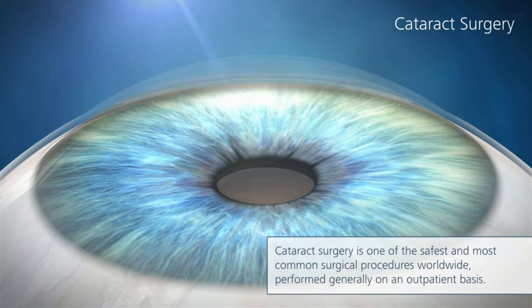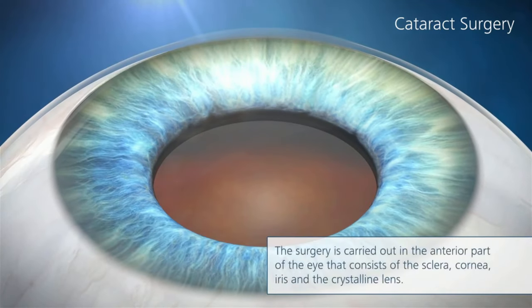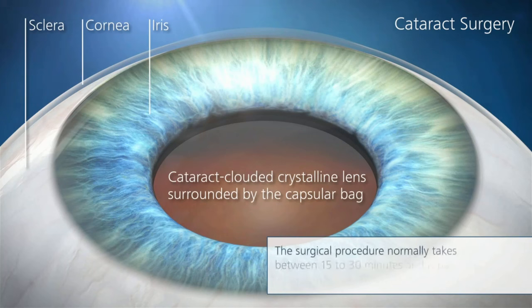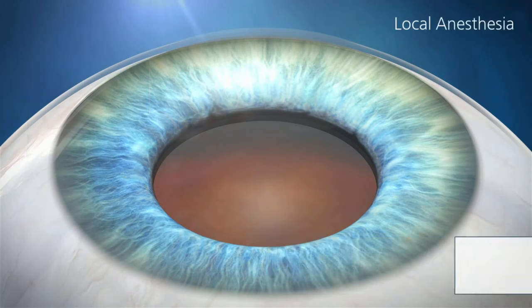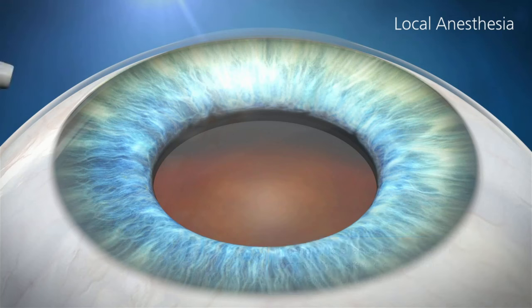Cataract surgery is one of the safest and most common surgical procedures worldwide, performed generally on an outpatient basis. The surgery is carried out in the anterior part of the eye that consists of the sclera, cornea, iris, and the crystalline lens. The surgical procedure normally takes between 15 to 30 minutes and is pain-free. In general, local anesthesia is used. The most common form are eye drops applied directly to the eye prior to the surgery.